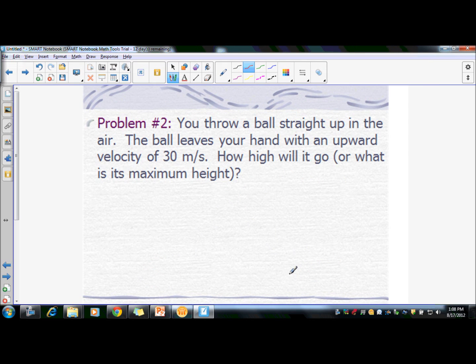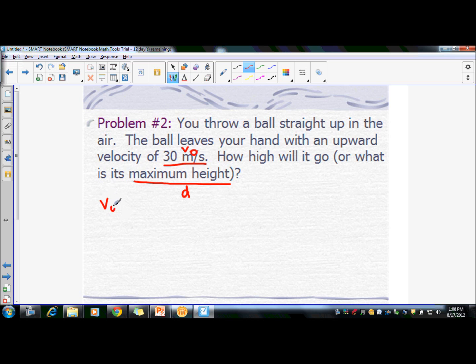So let's talk about how we would solve problems with this. You throw a ball straight up in the air. The ball leaves your hand with an upward velocity of 30 meters per second. How high will it go? So its maximum height. These are two ways you might see this asked. Since it's leaving your hand at 30 meters per second, that's your initial velocity. How high it goes is going to be your distance, your d. Technically displacement, but it's going to be d.